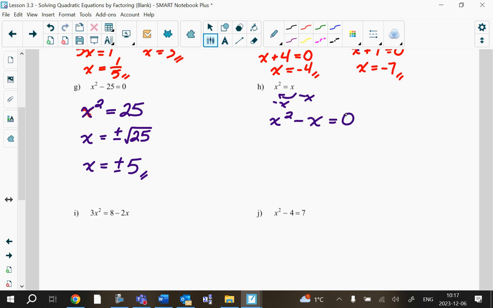Because this is not a perfect square. Nothing times itself gives you x. So you can't factor it that way. So the only way is GCF. So we can take out an x, and the other factor will be x minus 1.